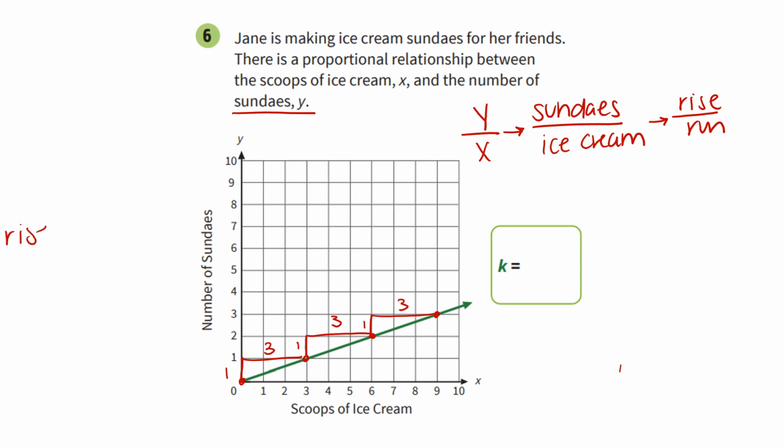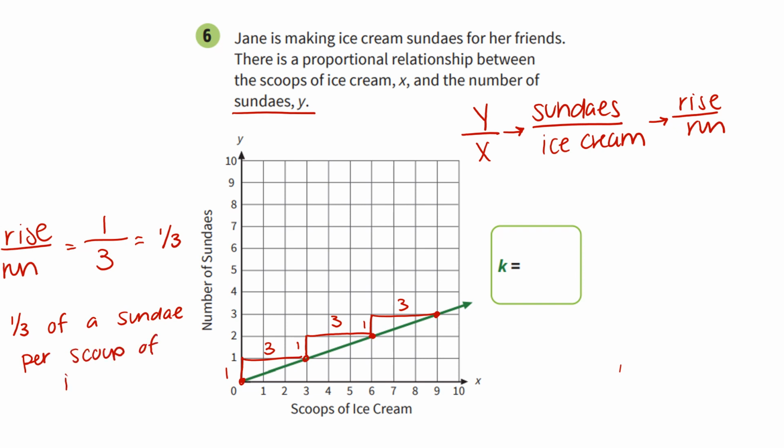So our rise number is going to be the 1 sundae. Our run value is going to be the 3 scoops of ice cream. And then we divide. 1 divided by 3 gives us a value of 0.3 repeating, which written as a fraction is 1/3, meaning we can make 1/3 of a sundae per scoop of ice cream. Our rate of change is going to be the 1/3 fraction, or the 0.3 repeating. We write it in the equation y equals kx to make y equals 1/3 x.